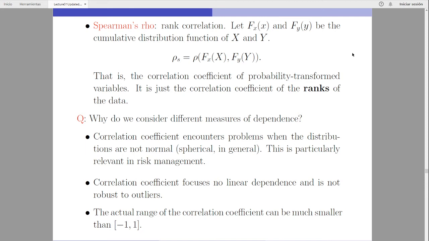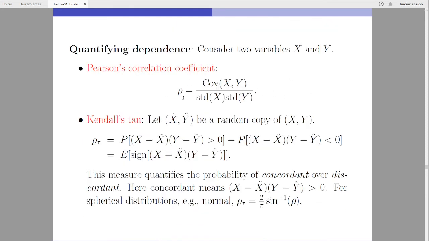Now, why do we consider measures of dependence? Well, first one, Pearson's correlation coefficient has problems with non-spherical distributions, especially with non-normal distributions. And in risk management, this can mess up our measures quite a lot and give us some crazy predictions, really. Correlation coefficients focus on linear dependence. So if we have heavy outliers, the correlation coefficient is going to be a bit messed up and not reflect really how the variables are related. Finally, the actual range of the correlation coefficients can be much smaller than minus 1 to 1. I mean, funny enough, this is somewhere between minus 1 and 1.